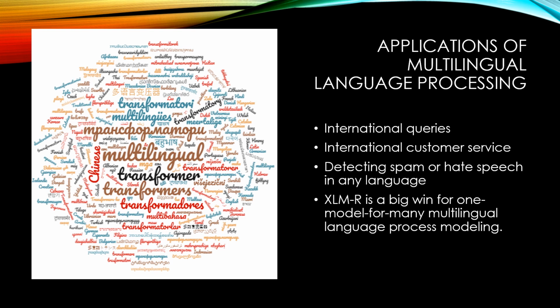And finally, making a model for every language is very expensive, and doing it for every different type of task is very time consuming. This approach with XLM-R is a big win for one model for many multilingual language processing tasks. This approach makes it easier to develop and release high-performing products in multiple languages simultaneously because companies are able to process the text on those websites simultaneously and with just their one model.